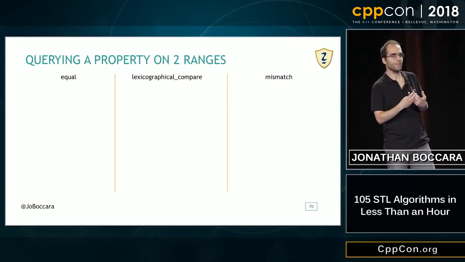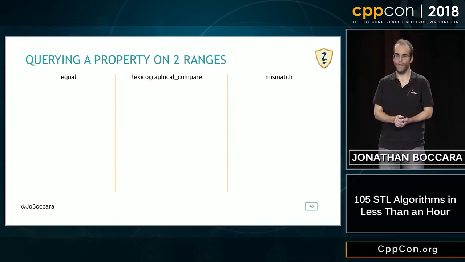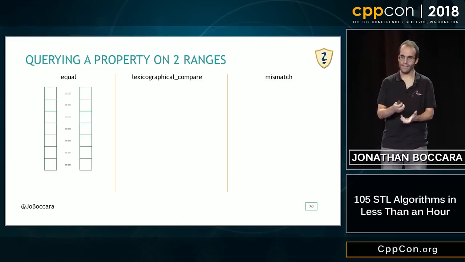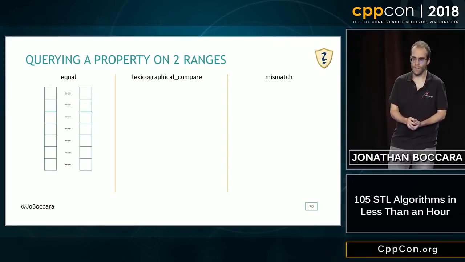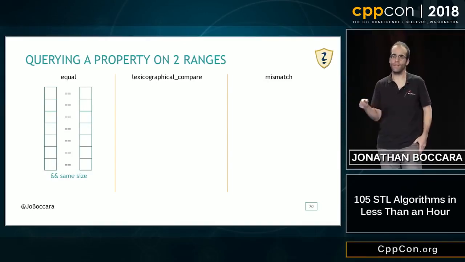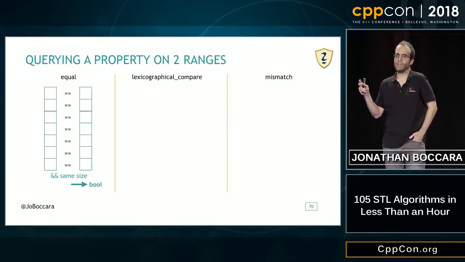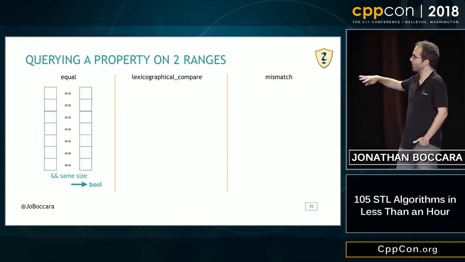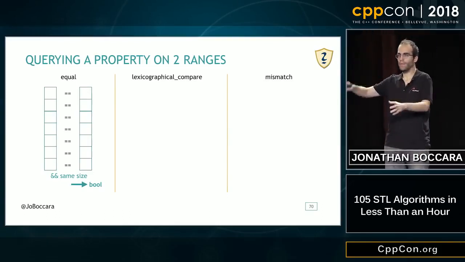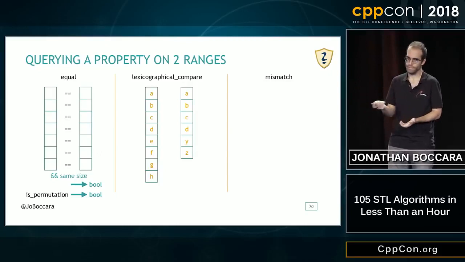That was querying a property on one range. We can also query a property on two ranges, which is essentially different ways of comparing them. The simplest way to compare two ranges is to see if they have the exact same contents. So the elements would be equal two by two, and it would have the same size, and that's what std equal returns. It returns a Boolean. Now, if we'd like to know if the two collections contain the same elements, but not necessarily in the same order, that is permutation, also returning a Boolean.